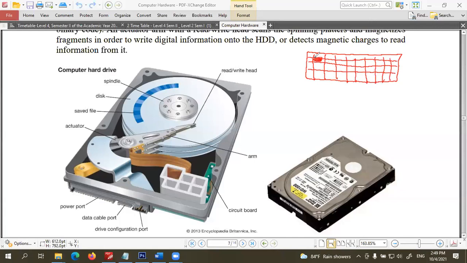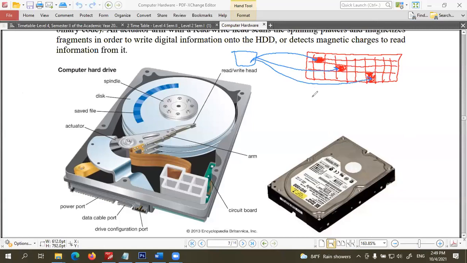Assume that this is RAM and there's data here, and the second one is here, and the other one is here. Whenever the CPU needs this data, it can randomly access any location of the main memory. If the CPU is here, it can directly access this location, and after that, it can directly access this location. After that, this location. Like that, randomly, it can access any location of the RAM. This is called random access.